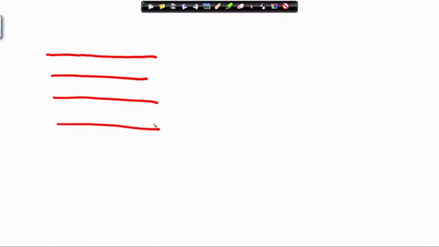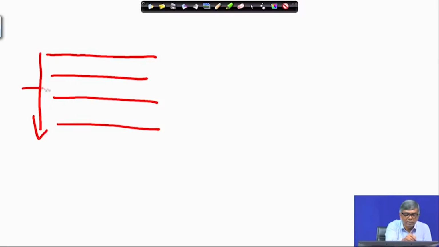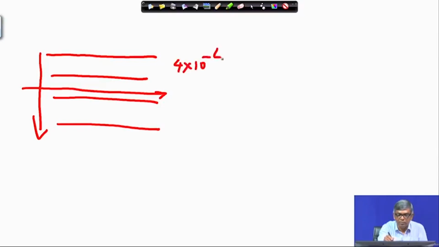So, suppose there are 3 layers as mentioned, one here, one here, one here. Flow can take place in this direction and flow can take place in this direction. You can say that 4 into 10 to the power minus 4 here, 4 into 10 to the power minus 4 here, whereas here 6 into 10 to the power minus 2, and whatever value is given, assuming within that layer it is isotropic, that means both kx and kz, in both directions it is the same.